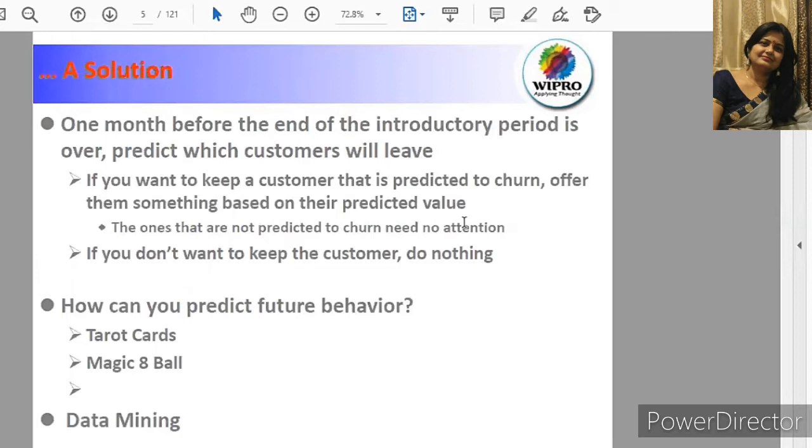Okay, so there is a triangle diagram. Maybe in another presentation, I will show you the diagram. First we have a lot of data. From the data, we get information. From the information, we get knowledge. And from the knowledge, we get intelligence.